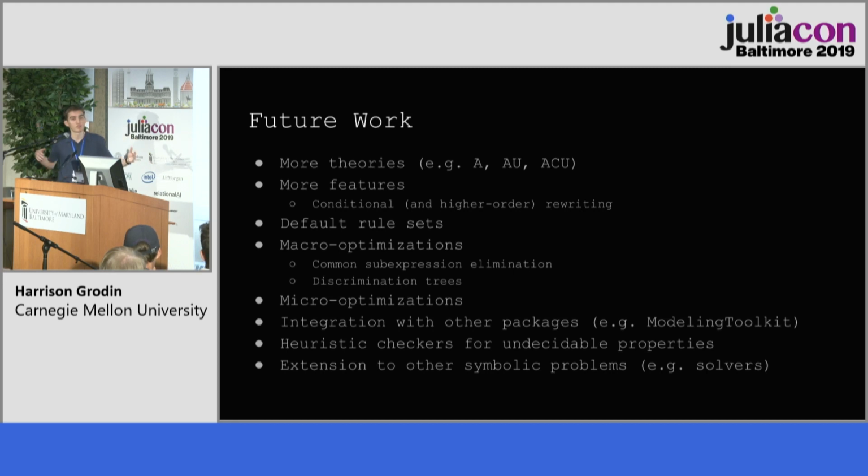We want discrimination trees which overlap rules so that you don't have to do as much repeated matching. There are micro-optimizations like getting those last few nanoseconds and microseconds out of the system. We want to integrate better with other packages like ModelingToolkit. That's something that's going to be happening in the near future. It would be cool to have these heuristic checkers for the undecidable properties.